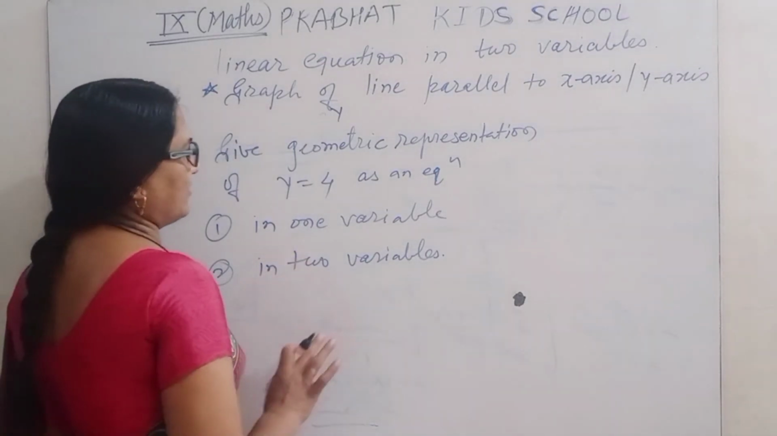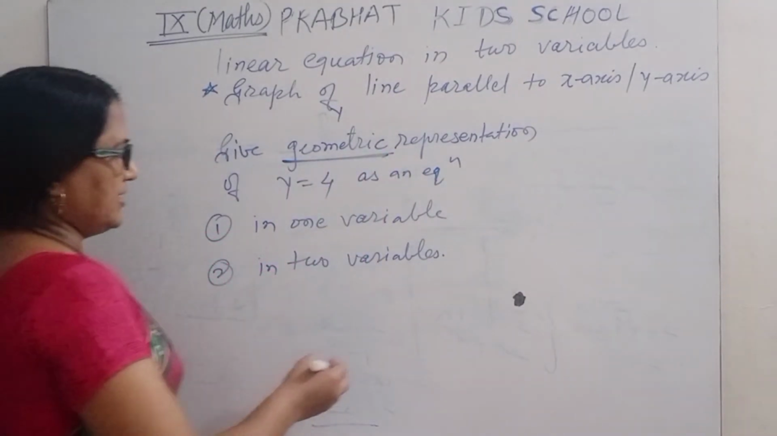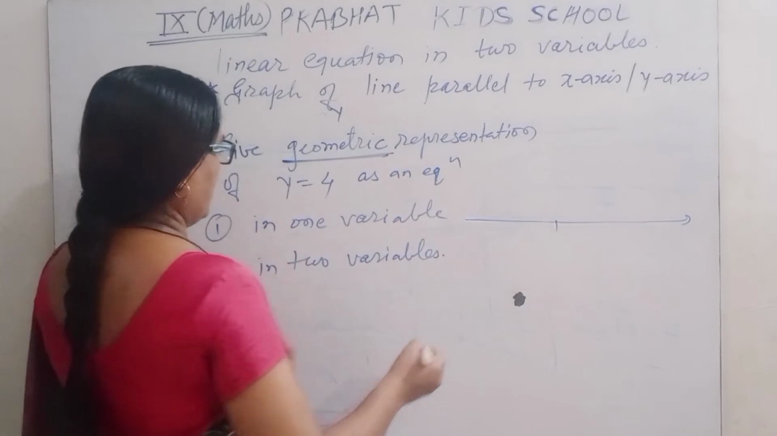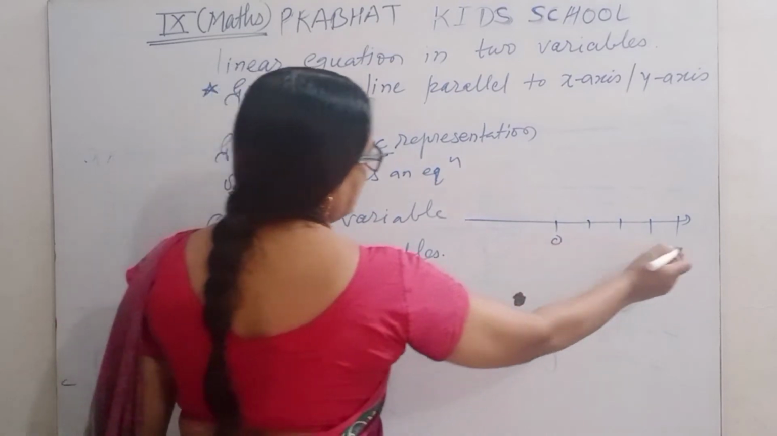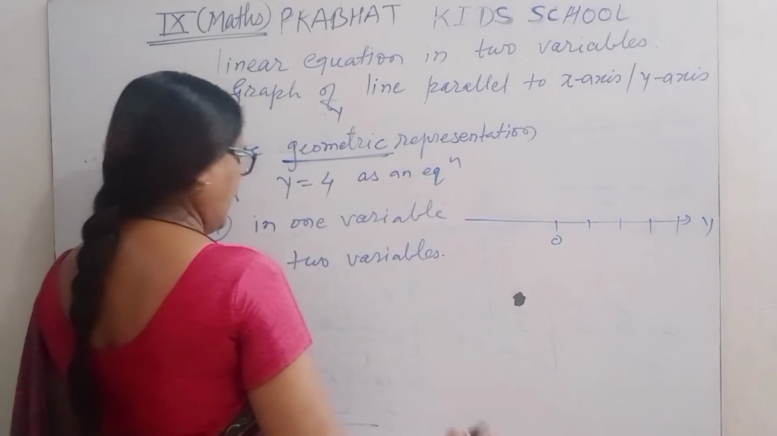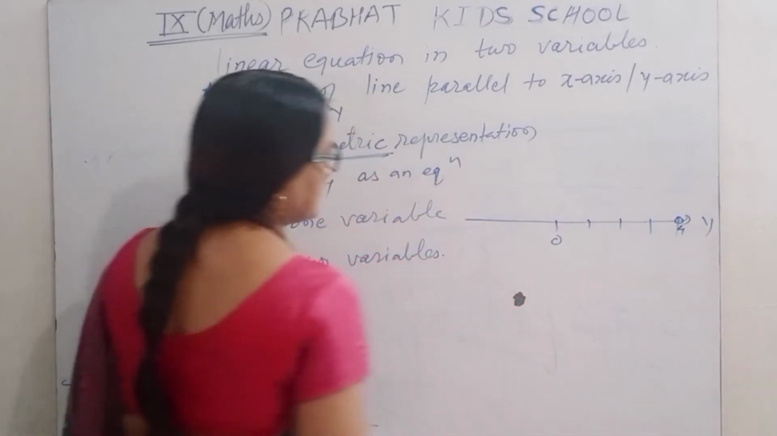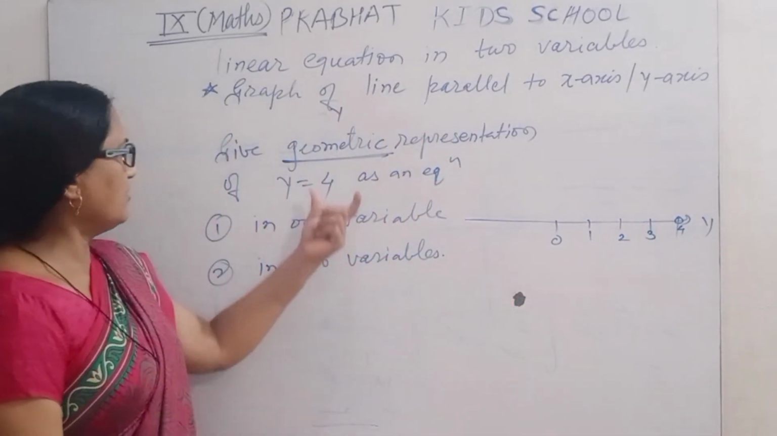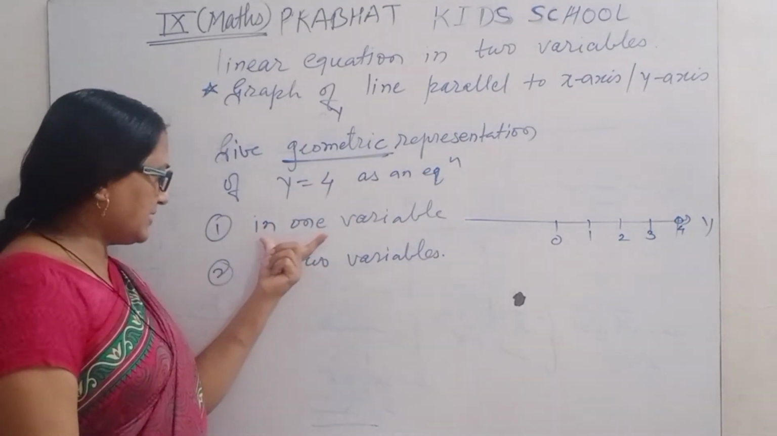So y is equal to 4. Geometric representation means just show on the number line. This is the number line. Then 0, 1, 2, 3, 4. Suppose this is the y line. Let me choose the vertical one. Here is the point, this is the 4 point. 1, 2, 3. This is the geometric representation of the line y is equal to 4. Now, this is in one variable.